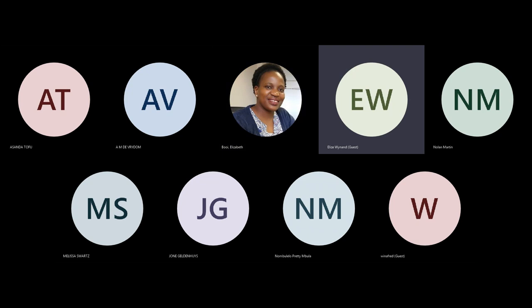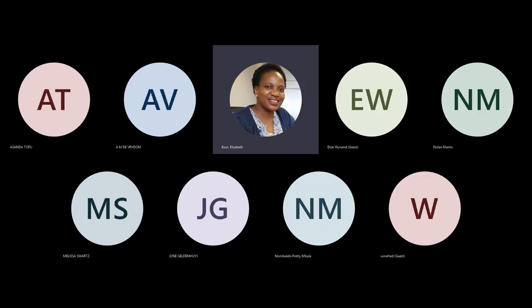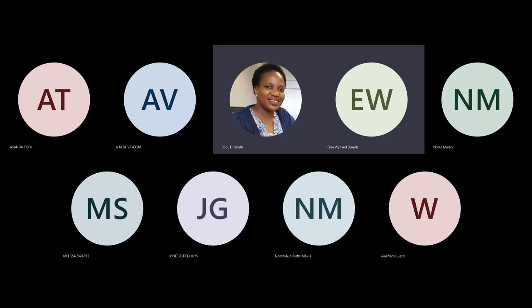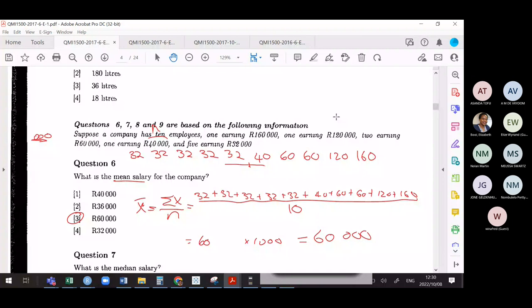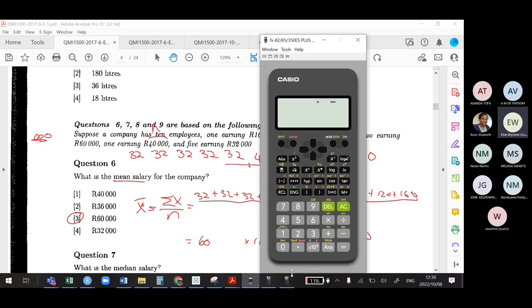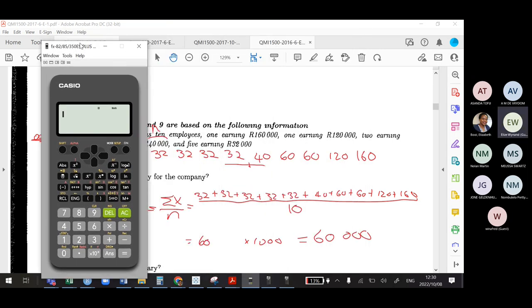Are you sharing your calculator? Is it on the screen? Because I can't see anything. Are you not seeing my screen right now? I only see the people that are joining the class. And now? Now I can see it. What's most important is, are you seeing my screen? Yes. Okay. You see my calculator, right? Yes, I can.